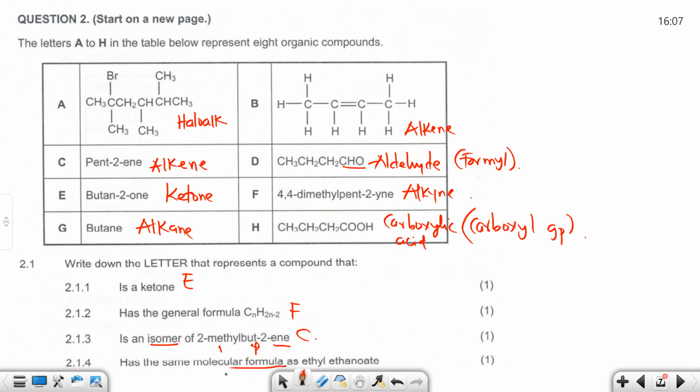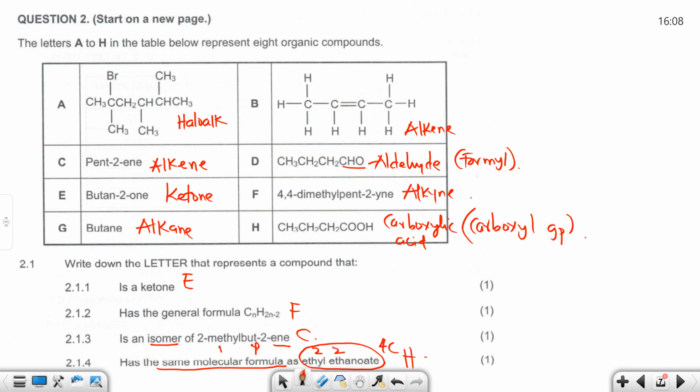Now, same molecular formula. This examiner is simply asking for isomers. All right? And if I look at functional isomer of this, that's an ester, right? It's a carboxylic what? Acid. You don't even have to do so much. Ethyl ethanoate gives me what? 4 carbons. I'm looking for a carboxylic acid with 4 carbons. There's only one carboxylic acid here, which is what? H. We're done.